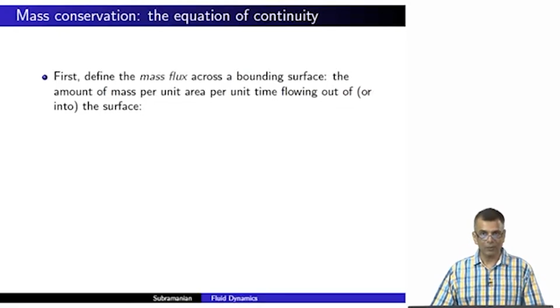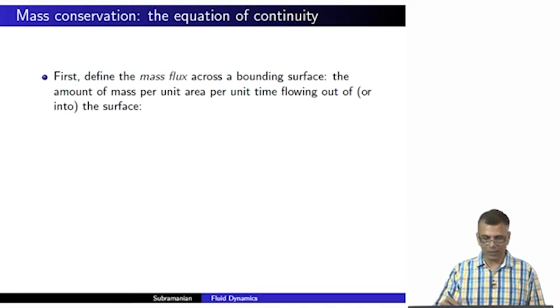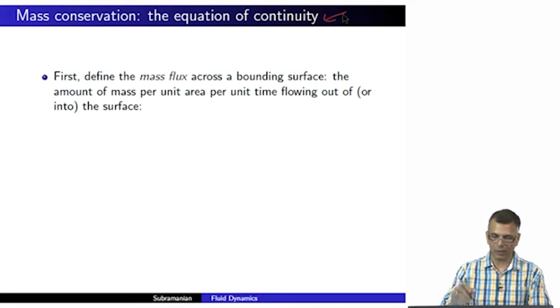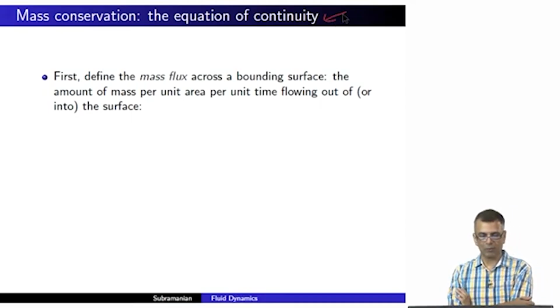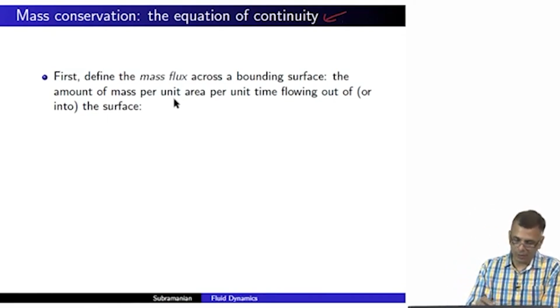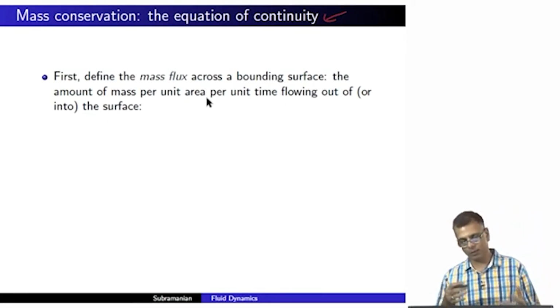So hello, we're back, and as promised we will start talking about the mass conservation equation, the equation of continuity. And before doing this, I want to define a quantity called mass flux, or for that matter the flux of any quantity. It's defined like here, as I've written here. It's the amount of mass per unit area per unit time flowing out of or into a surface.